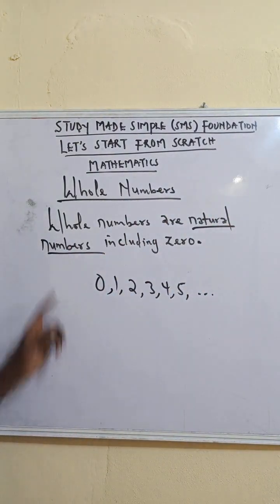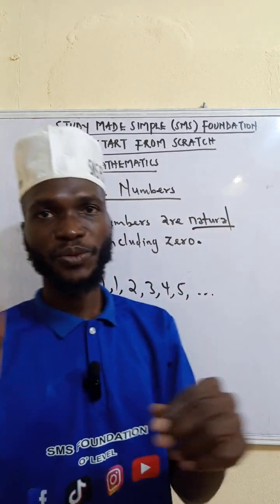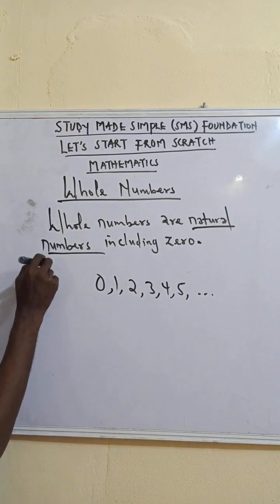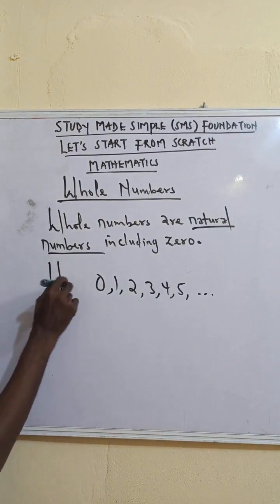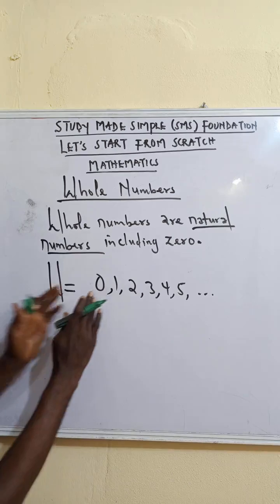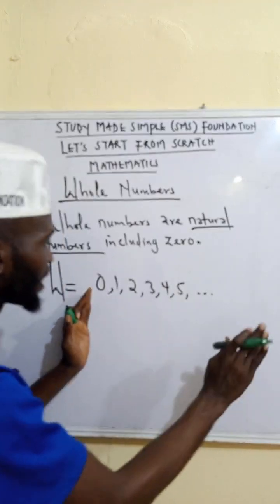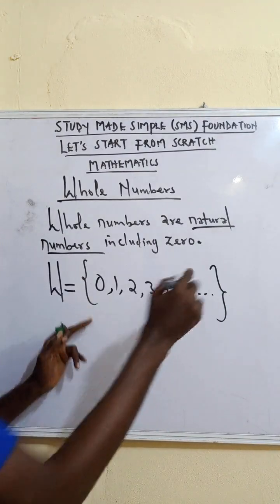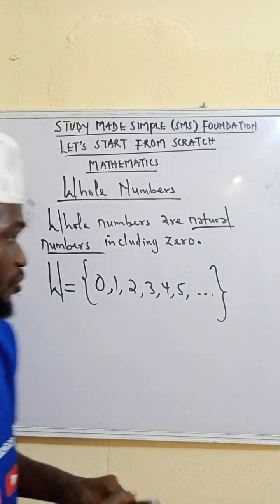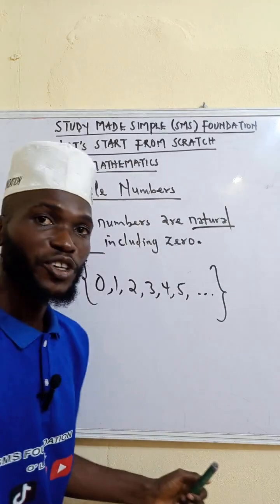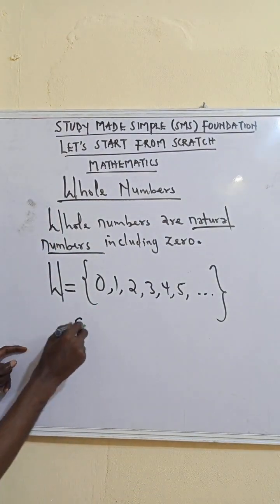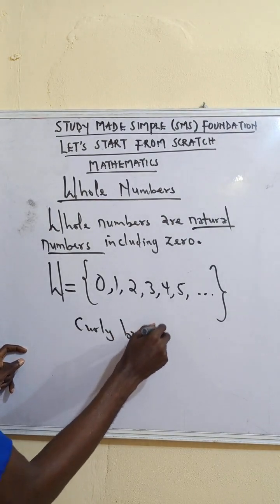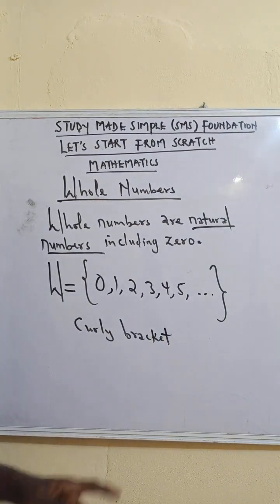Good. Now, this set of whole numbers has a general symbol for representing it, and that is W. So I can say W equals this. Now, I don't want to leave it open like this. I will just put it in a set bracket. Remember what we call these brackets in my previous video? This is what we call curly brackets.